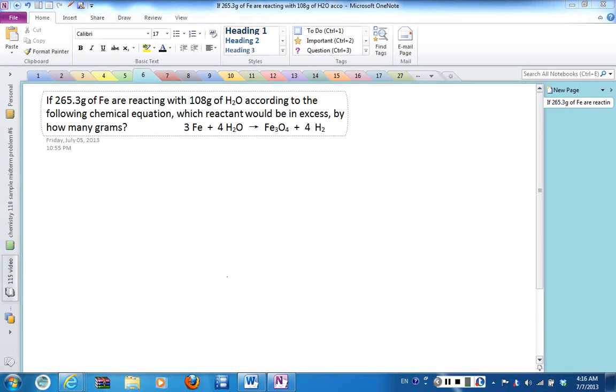If 265.3 grams of iron are reacting with 108 grams of water, according to the following chemical equation, which reactant would be in excess? By how many grams? The reaction is 3 parts of iron reacting with 4 parts of water, producing Fe3O4 and 4 parts of hydrogen gas. Alright, where should we start?